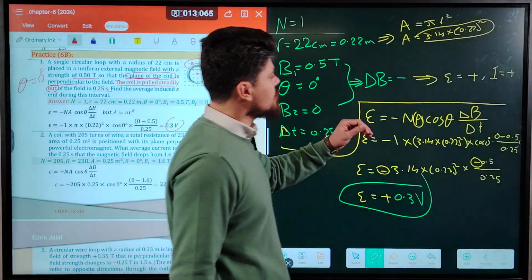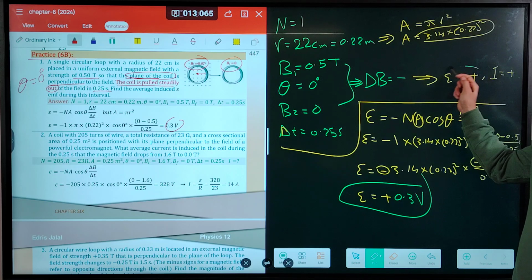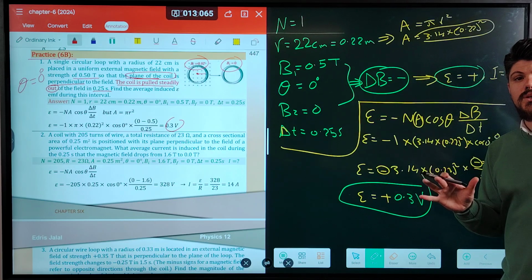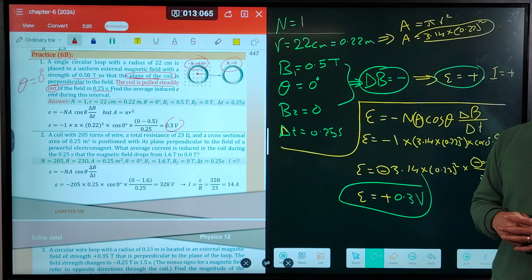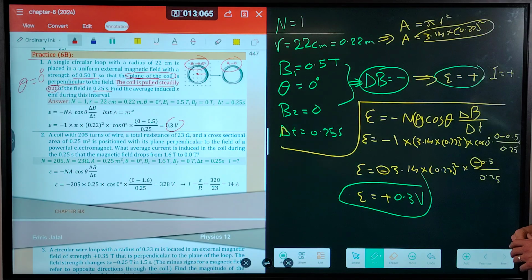How did you know before solving the question? We knew that the EMF must be positive because delta B decreased. If delta B decreased, EMF and current become positive, okay? If delta B increases, induced EMF and induced current become negative.